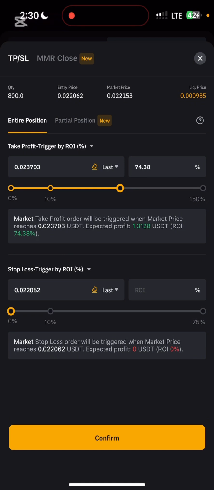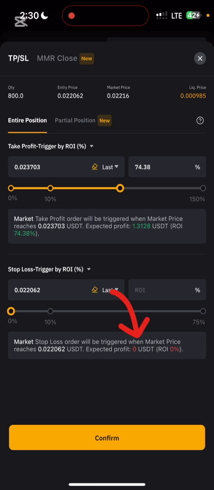If you're asked to move stop loss to break even, that means you're going to move your stop loss to your entry price. When you move your stop loss to your entry price, you're not going to lose anything, even though the market goes against you, going in the opposite direction. As you can see, I've put my entry price in this stop loss, and the expected profit is 0.